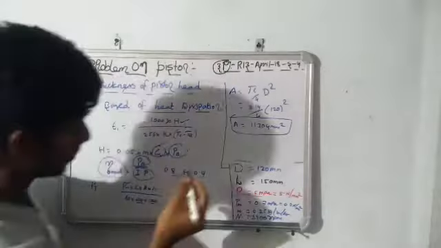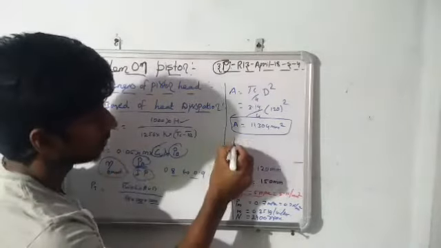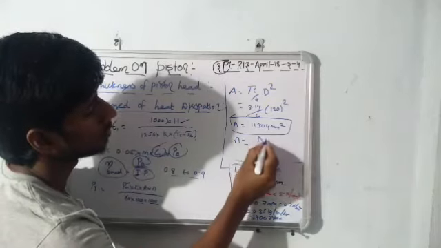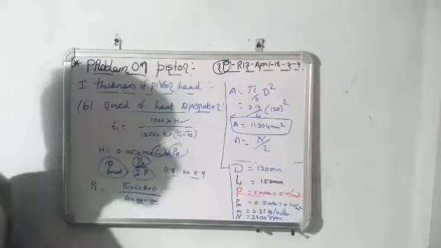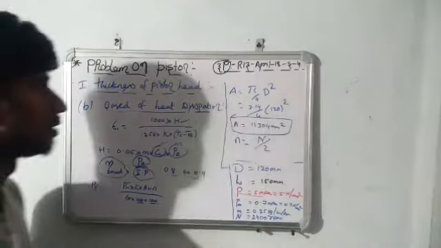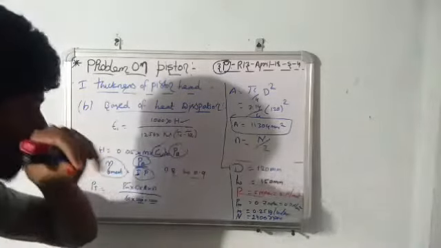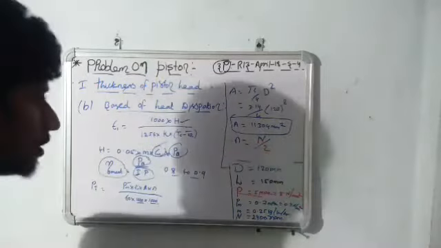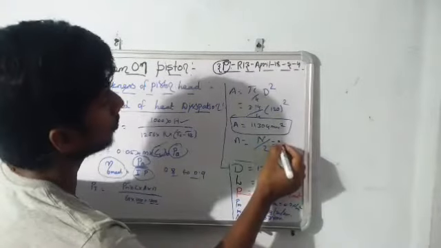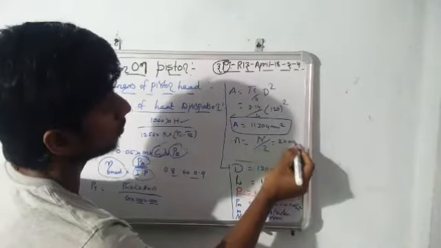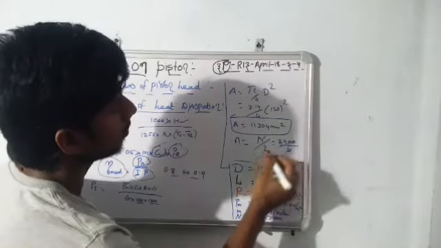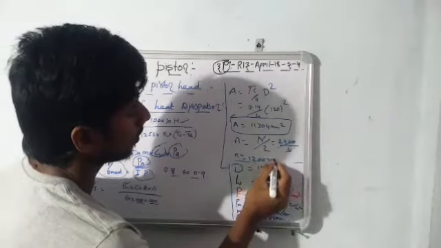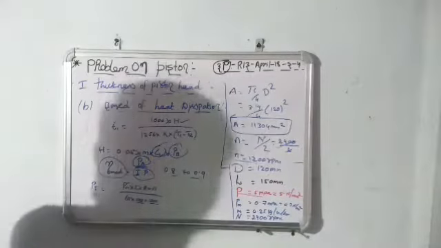And next one, how do we get the N? Sorry, n equal to capital N by 2. Why? Because it is a 4-stroke engine. So when we require n, by doing this we get the small n. Here capital N equal to 2400 divided by 2. Ultimately small n equal to 1200 RPM.